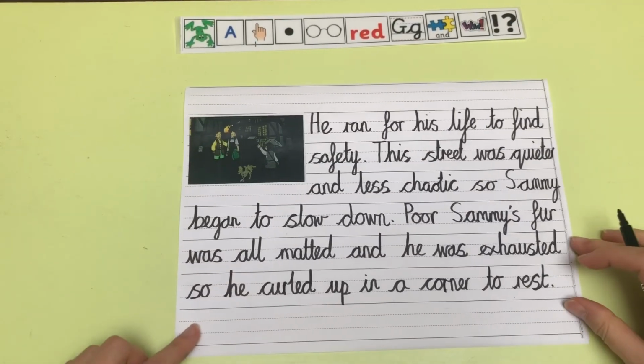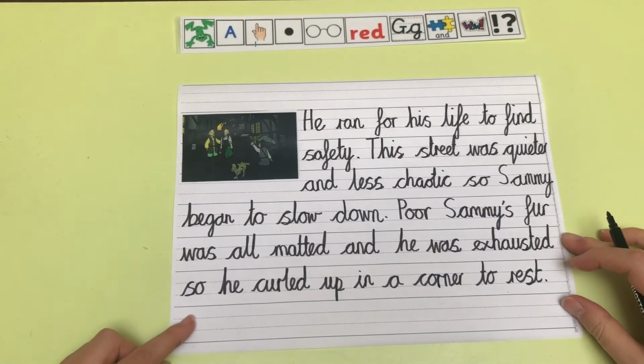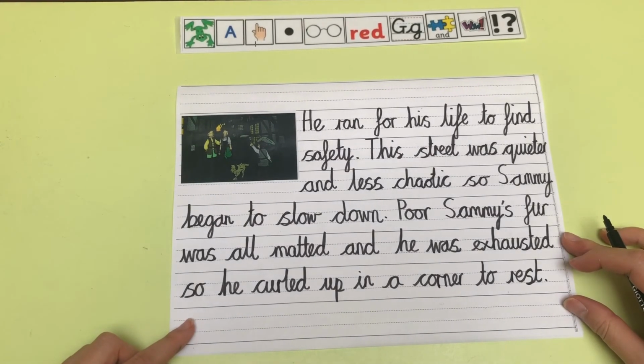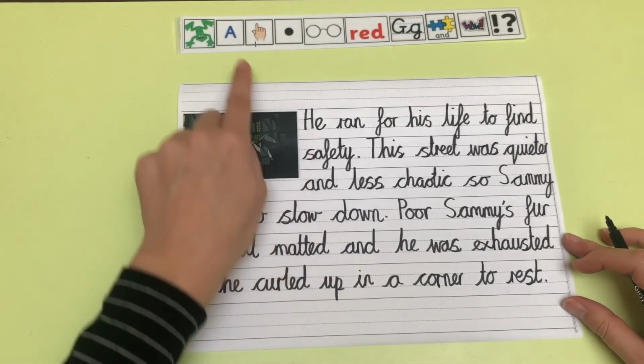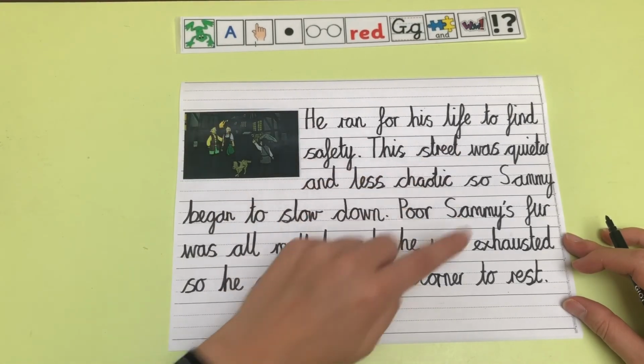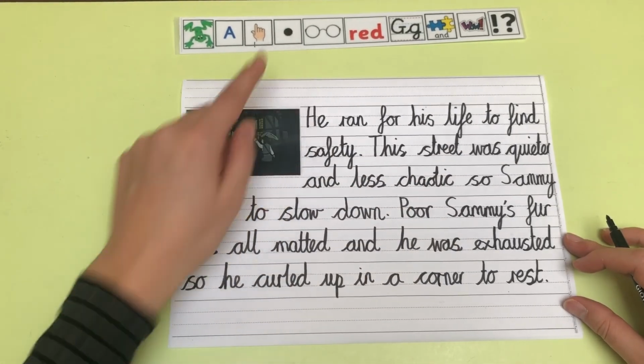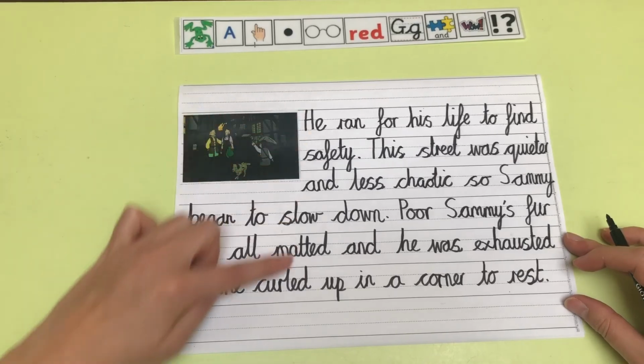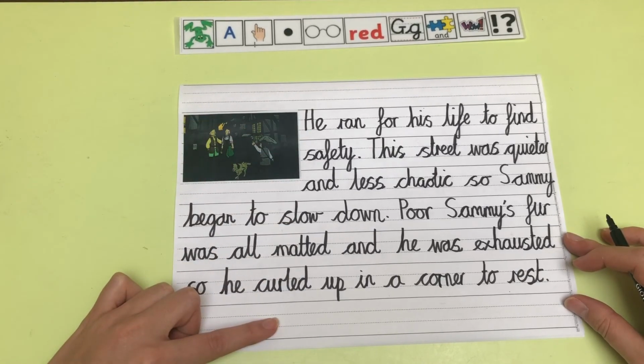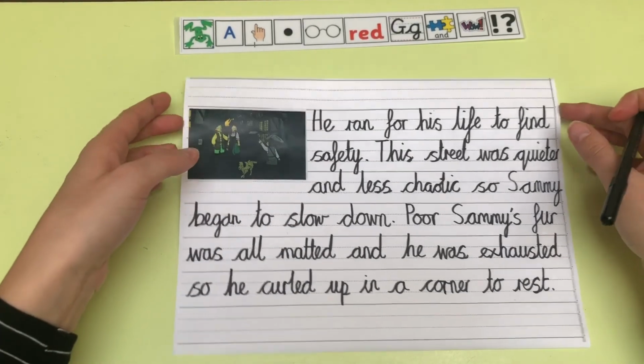Okay, let's read it back through, check it makes sense. He ran for his life to find safety. The street was quieter and less chaotic, so Sammy began to slow down. Poor Sammy's fur was all matted and he was exhausted, so he curled up in a corner to rest. So I have used capital letter, finger spaces and full stops at the end of my sentences. I have read it through to check it makes sense. And then I would move on to my next picture.